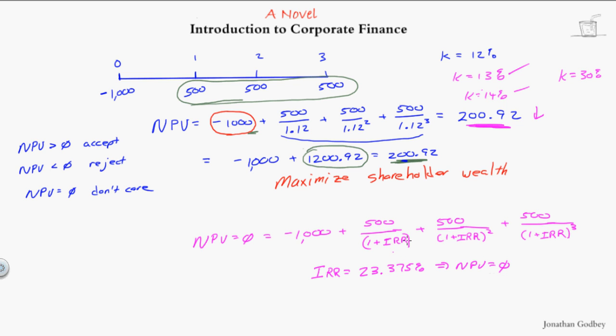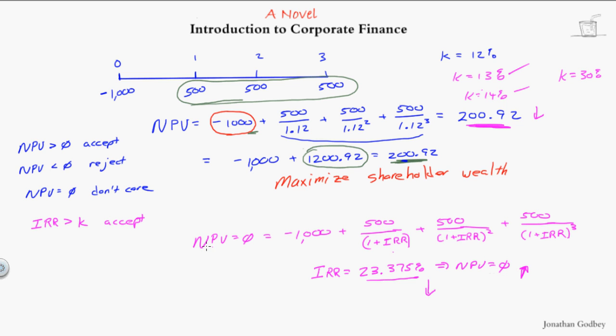Let me say that again. If at this rate of 23.375, net present value is 0, if interest rates go down, the net present value goes up, and the net present value would be positive. And the reverse is true. So the IRR rule is this. If the internal rate of return is greater than what I think K is, then I accept.